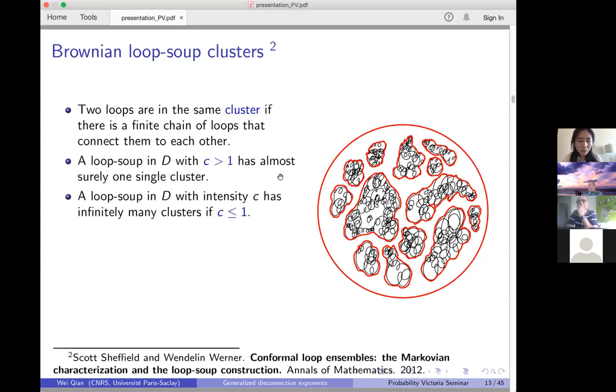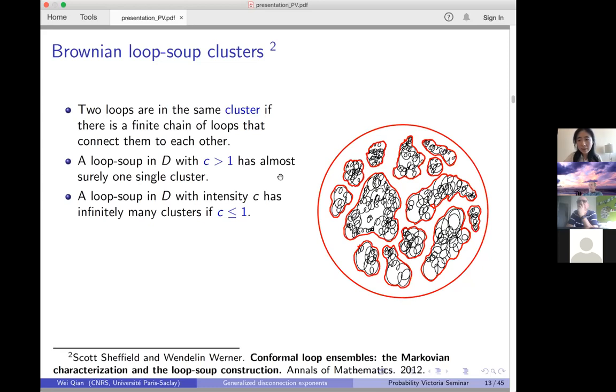It was shown by Sheffield and Werner in 2012 that a loop soup in D with intensity C bigger than 1 has almost surely one single cluster. So all the loops are almost surely connected to each other. However, if C is smaller or equal to 1, then you almost surely have infinitely many clusters. So there is a phase transition at the critical intensity C equal to 1.